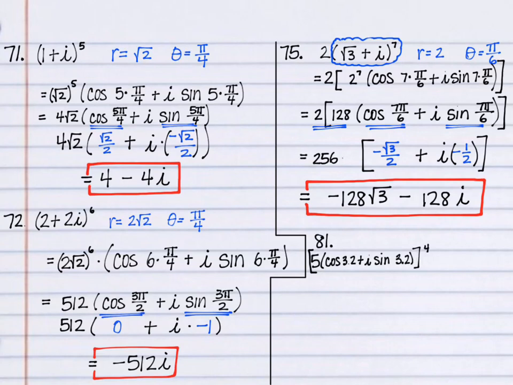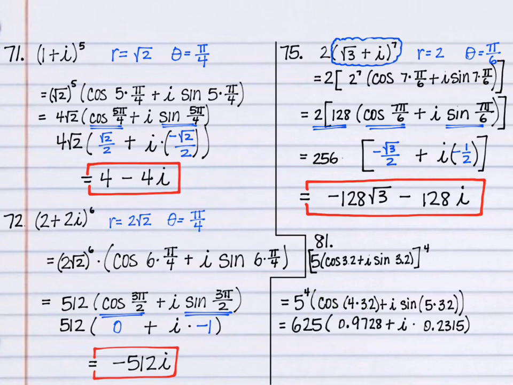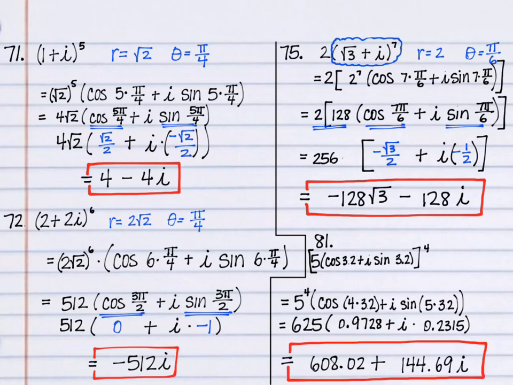For problem 81, it's the same idea, except now we have, and these are radians, 3.2 radians, because there's no degree symbol. So we're going to have to use our calculator and just plug that in and get some decimal answers when we do this problem. We take our modulus and raise it to the 4th, since this is to the 4th degree. We multiply our angle using the calculator to do the computations. We have our final answer.